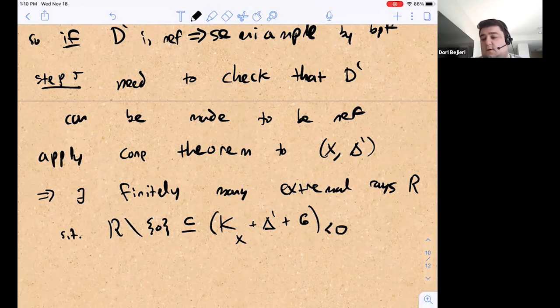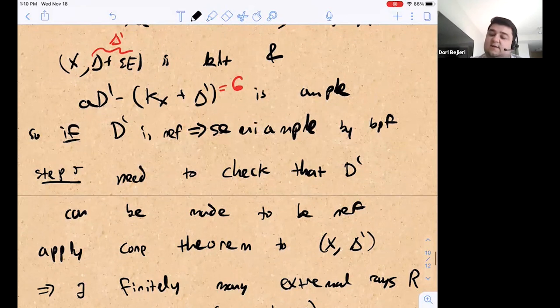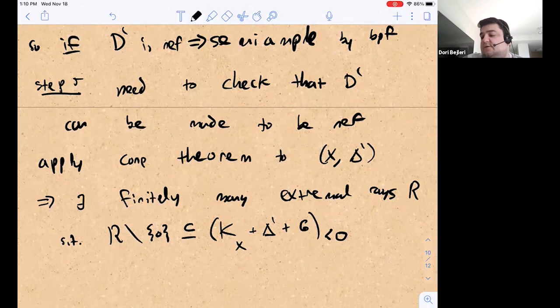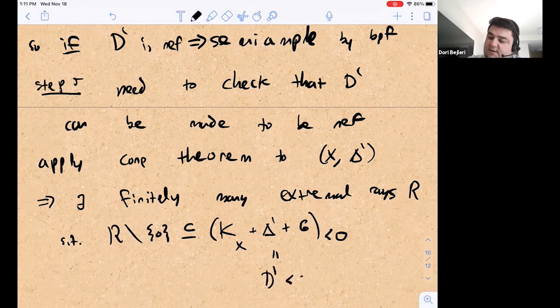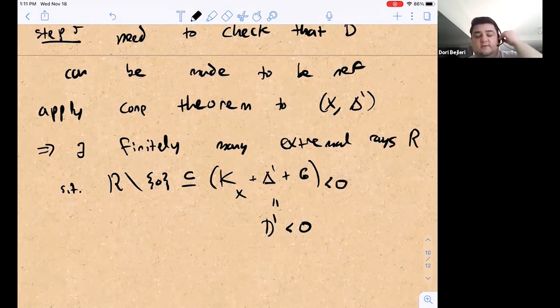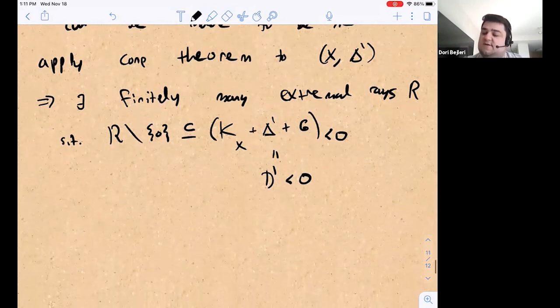But then if we look over here, this is exactly A times D prime, right? K_X plus delta prime plus G, where G is some ample, is exactly A times D prime. So this half space where this is negative is the same as the half space where D prime is negative. And so the point is there are just these finitely many curves where D prime is negative. Because D prime is f-nef, none of them are contained in the fibers. They're all kind of horizontal to the fibers of f.